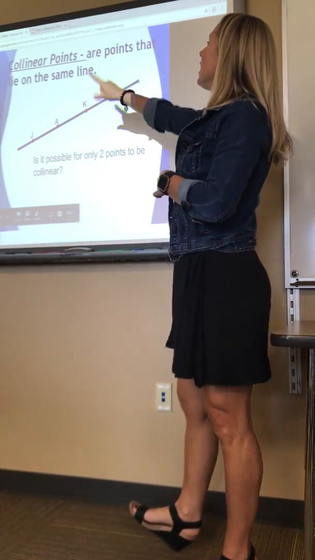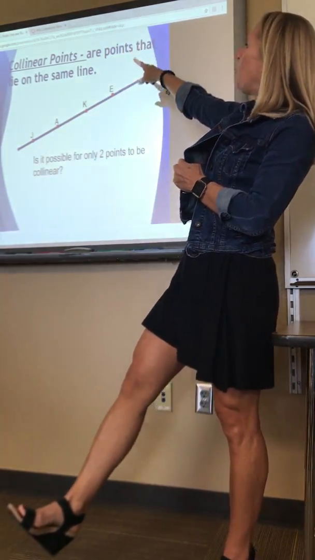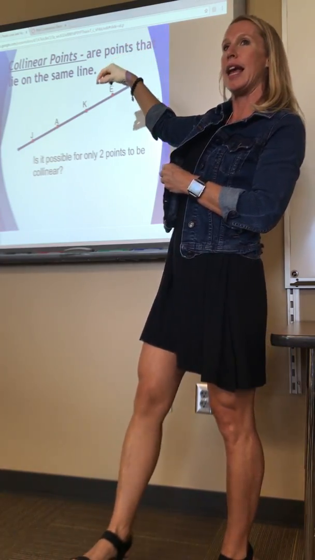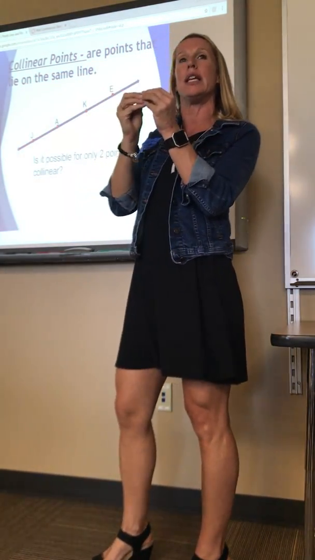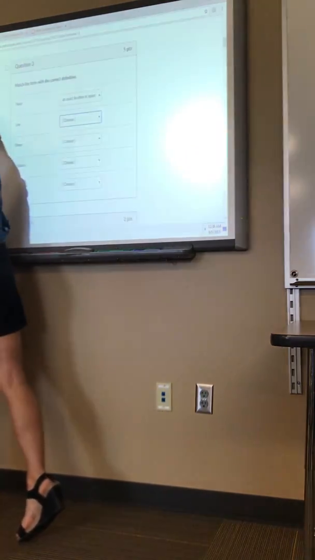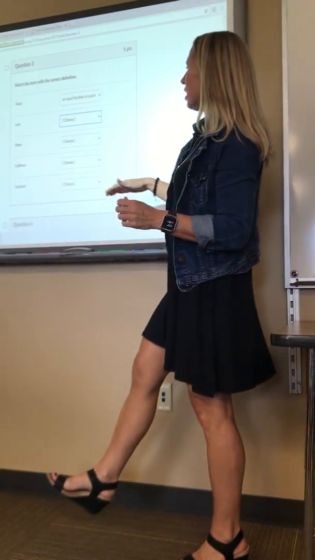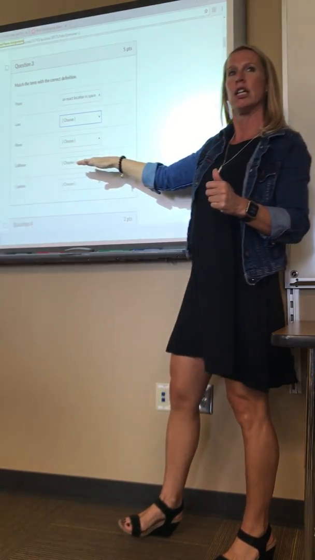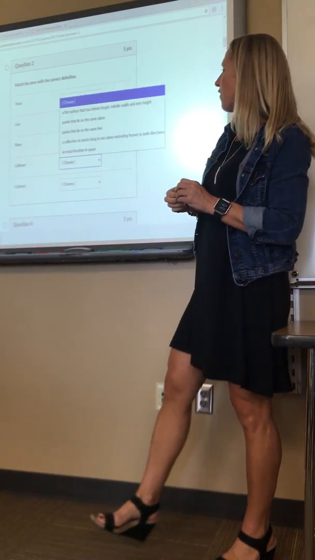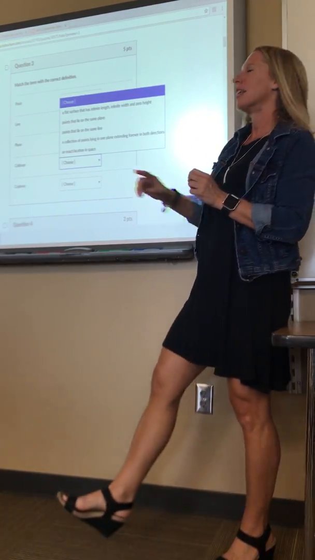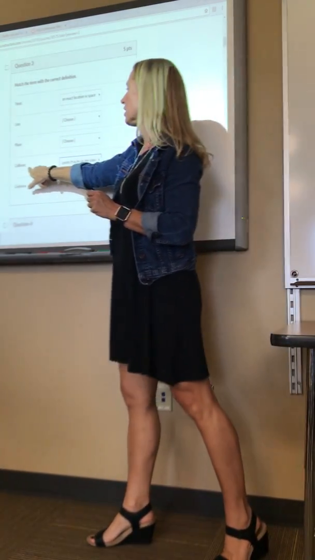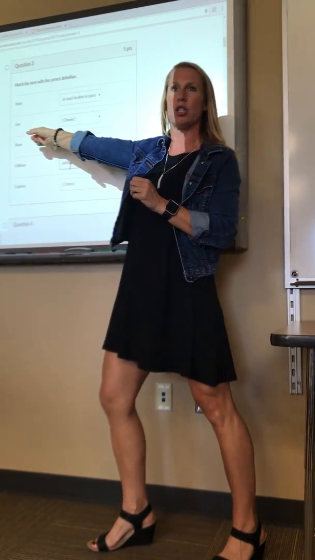Okay. Collinear points are points that lie on the same line. So collinear means same line. So if you go back to your assignment, do you see the word collinear? Yes. What would be a good definition? Points that lie on the same line. Yes, points that lie on the same line. So that's collinear. We will get to a plane in a minute.